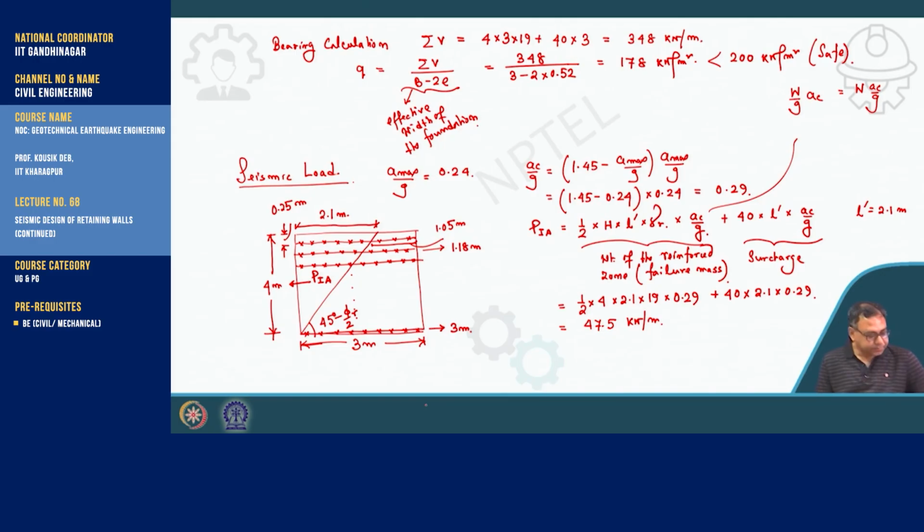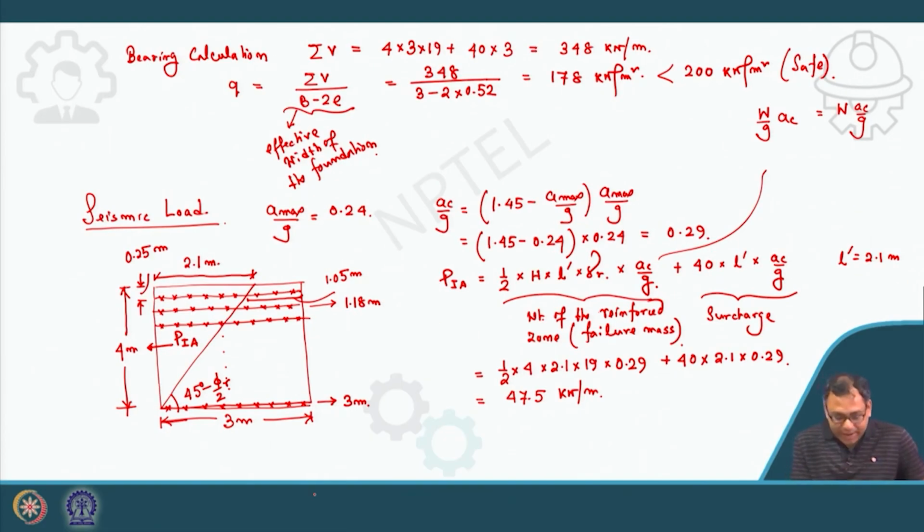Kilonewton per meter. Now that is the force developed in that failure zone, and that force, who will take this force? The reinforcement will take this force. So I have to distribute this force to the reinforcement. How will I distribute that? As I mentioned in my previous lecture, that will be proportionate to the resistance area of the reinforcement. So how will I do that?